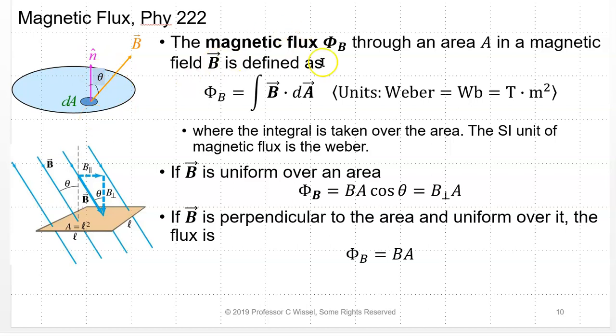The magnetic flux phi b through an area A and a magnetic field B is defined as phi b equals the integral of B dot dA. Units on this are the Weber. The Weber is a Tesla meter squared. The integral is taken over the entire area.